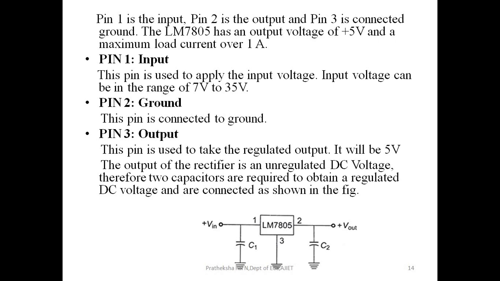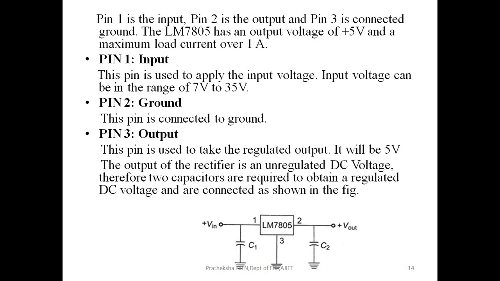Pin 1 is the input pin. This pin is used to apply the input voltage. The input voltage can be in the range of 7 volts to 35 volts. Pin 2 is the ground. This pin is connected to ground. Pin 3 is used to take the regulated output, which will be 5 volts, right? In the 7805 the regulated output will be 5 volts.